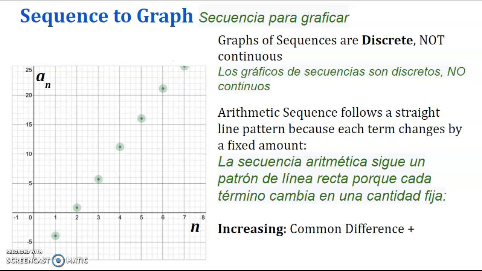And lastly, the fixed amount it changes by is the common difference. The common difference would be positive if the line is increasing, or has a positive slope, meaning going from left to right the values are going up. If the common difference is negative, that means the values are decreasing. So you would expect a negative slope if you were to try to predict the pattern of the dots.